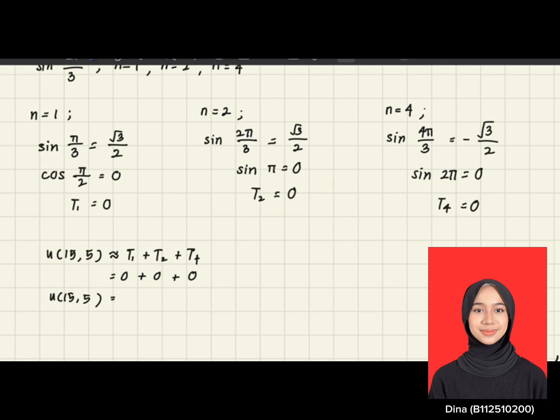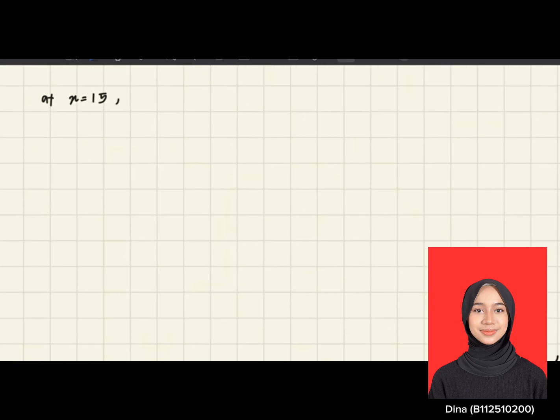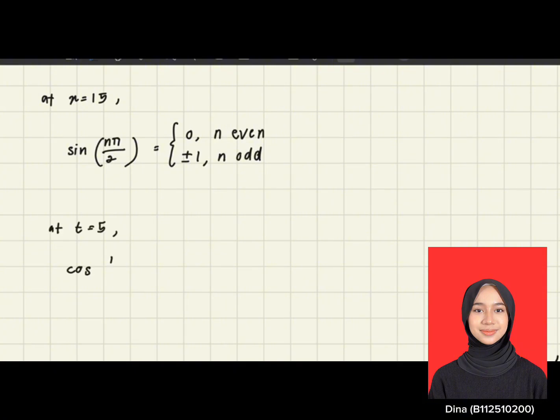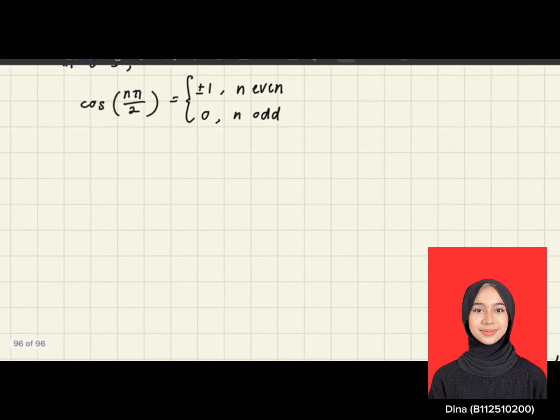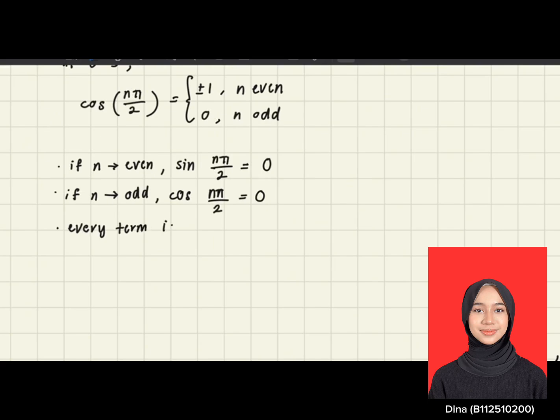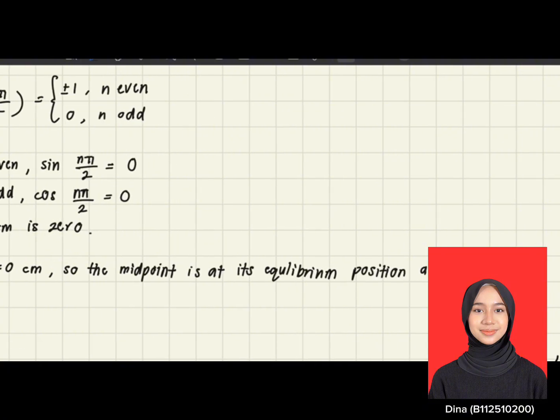So u(15, 5) equals 0. At x equals 15, sin(n pi over 2) is 0 when n is even, and plus or minus 1 when n is odd. At t equals 5, cos(n pi over 2) is plus or minus 1 when n is even, and 0 when n is odd. So if n is even, sin(n pi over 2) is 0. If n is odd, cos(n pi over 2) equals 0. Therefore, every term is 0, which means u(15, 5) equals 0 cm. So the midpoint is at its equilibrium position at t equals 5 seconds.